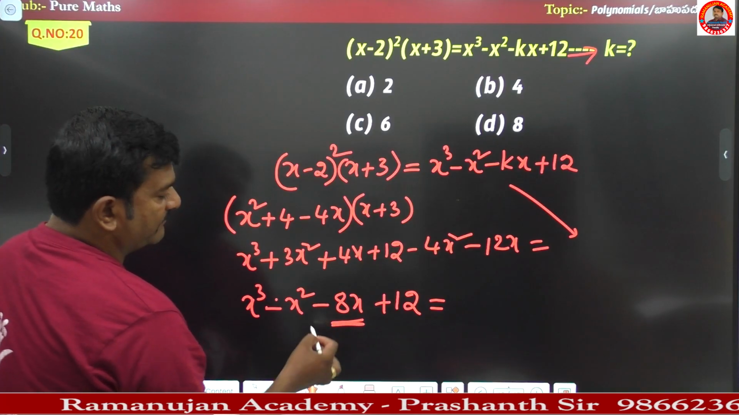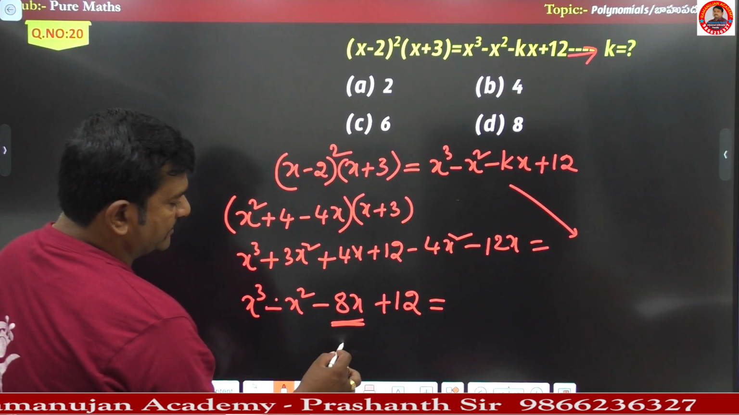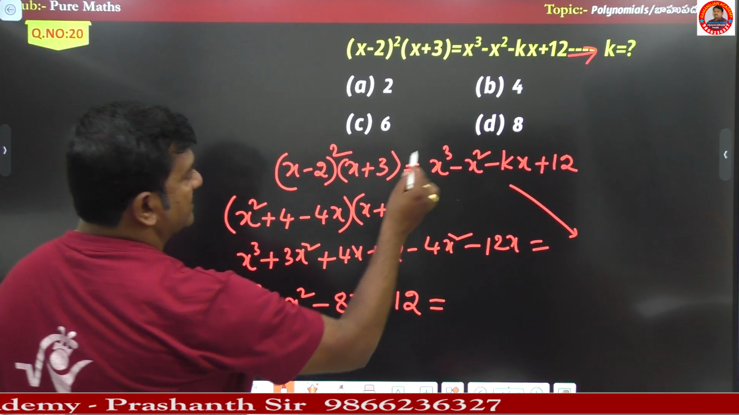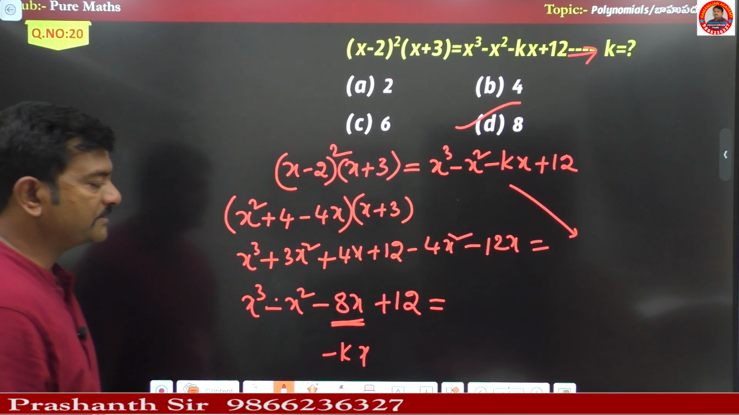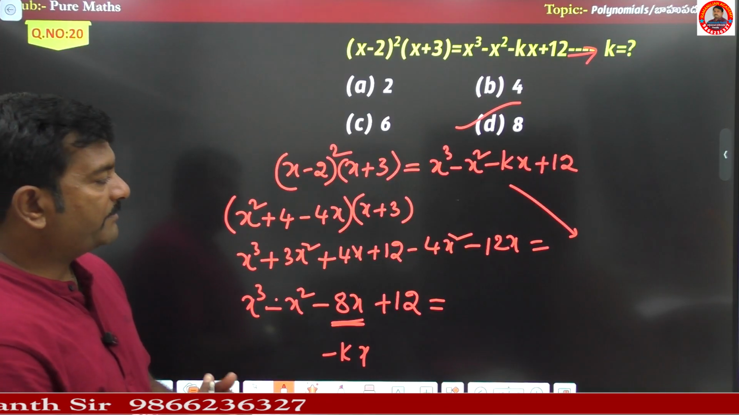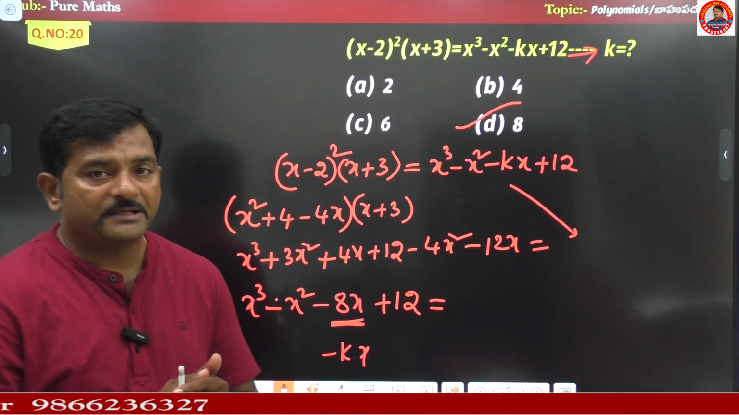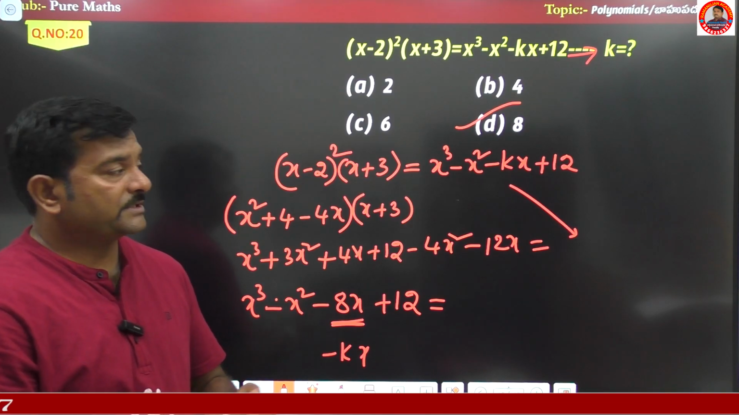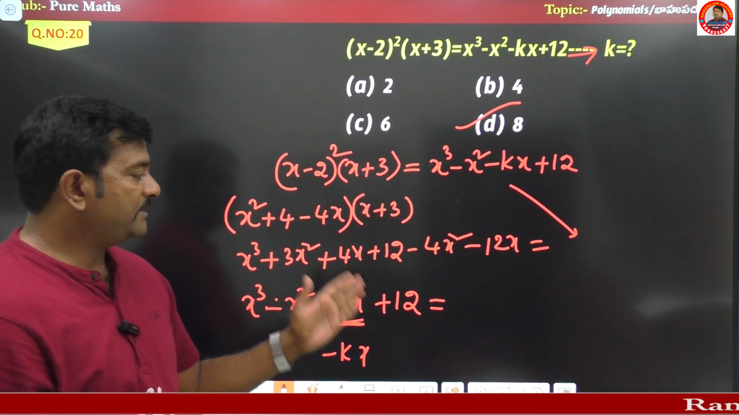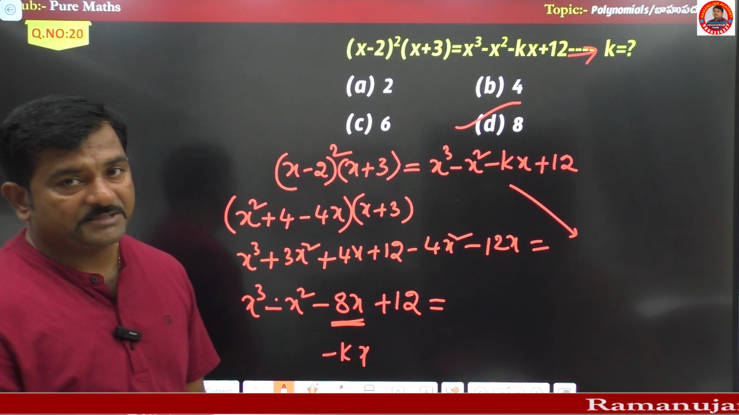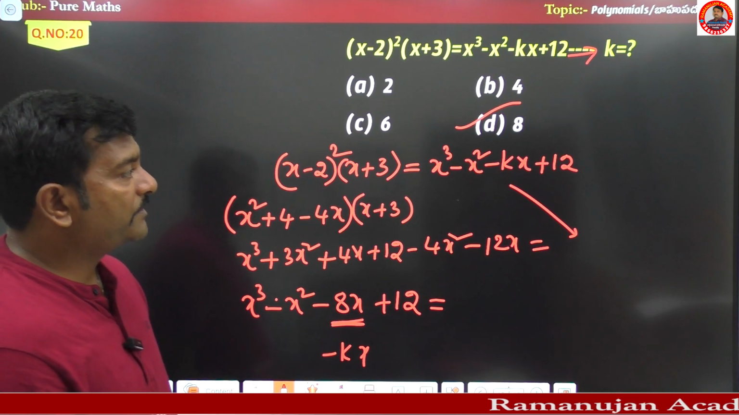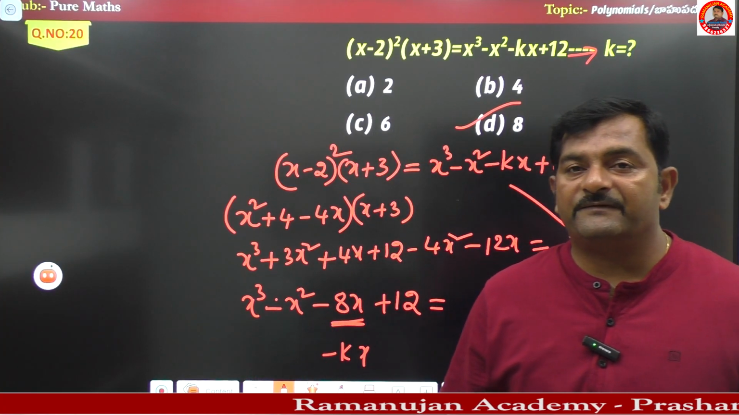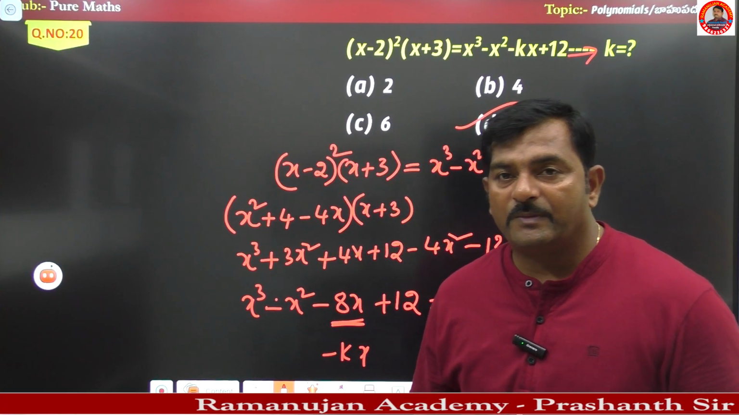So in place of k, what do we have? If you compare both equations, minus kx is there. Minus minus anyhow cancelled, therefore k is equal to 8. Compare the left side equation and right side equation, and in order to get the k value you should focus on the x coefficient. Here the x coefficient is minus k, there the x coefficient is minus 8. Minus k is equal to minus 8 means k is equal to 8. I hope you understood. So these are the different beautiful concepts related to polynomials.